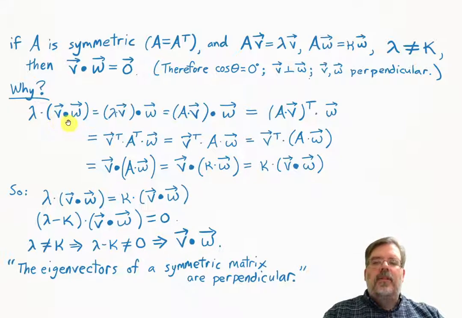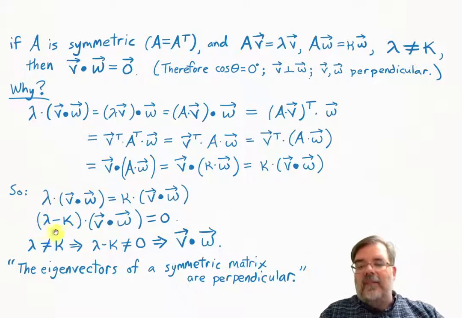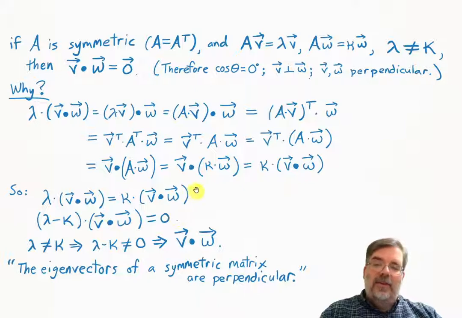I started with lambda times the dot product, got all these equalities here, ended up with kappa times the dot product. So lambda times the dot product is kappa times the dot product. Let's take the one on the right and subtract it from both sides, moving it over to the left. So I'll have lambda times the dot product minus kappa times the dot product. I'll factor out that dot product. So I have lambda minus kappa times this dot product is equal to 0, because there's nothing left on the right-hand side if I move this from the right to the left.